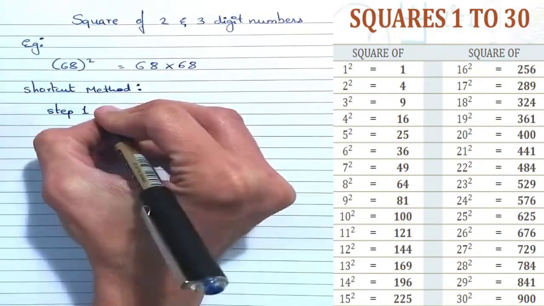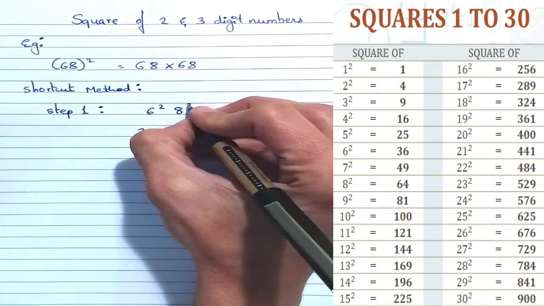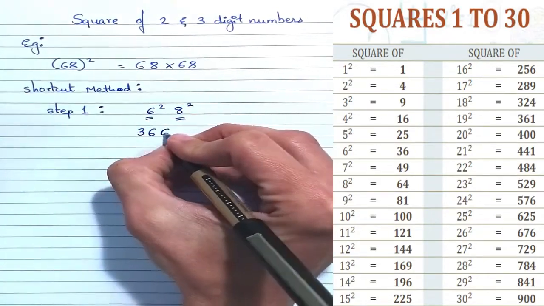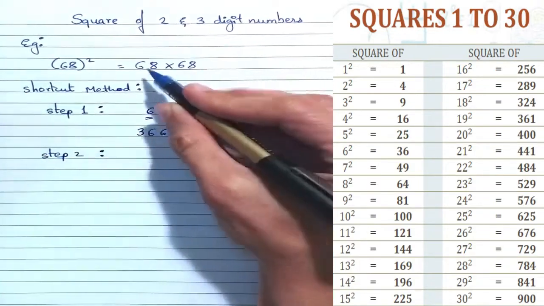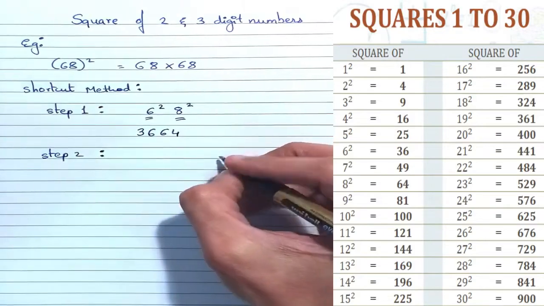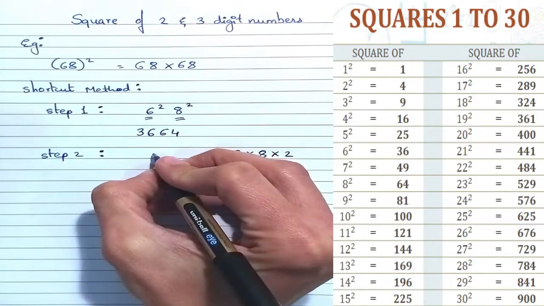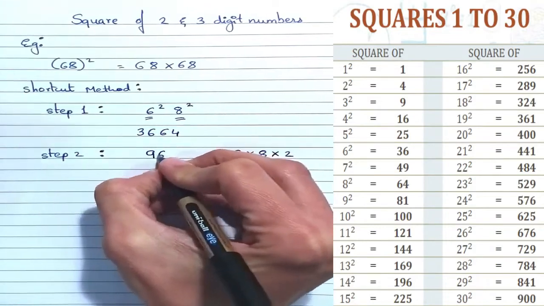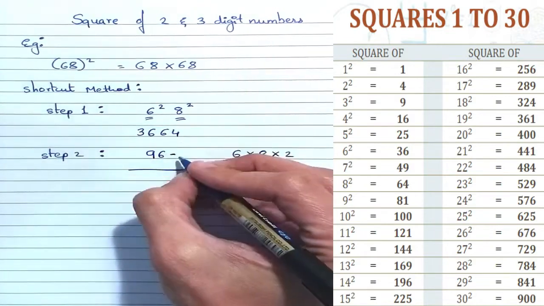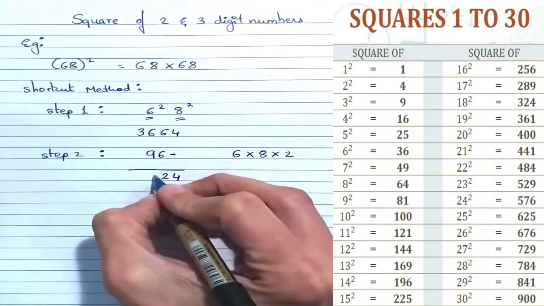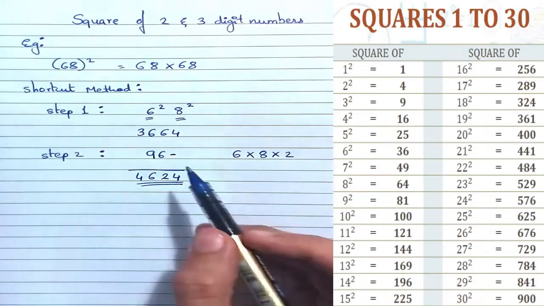Step number 1, we are going to do 6 square and 8 square. So 6 square is 36, 8 square is 64, and we will write it together. Step number 2, we are going to multiply 6 into 8 into 2. So 6 8s are 48, into 2 is 96. After 96, we leave one space blank and then we'll add these two numbers. Right? So we get our answer 4624.